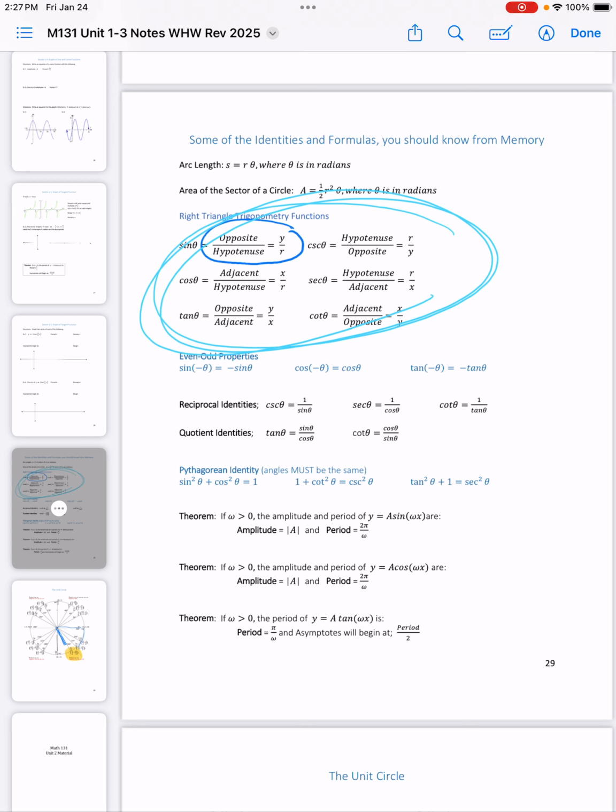Today we're going to look at some examples where we have a different radius. And then the cosine would be the x value over r, and the tangent would be the y value over x. So we're going to use these definitions of the trig functions to answer the questions today.